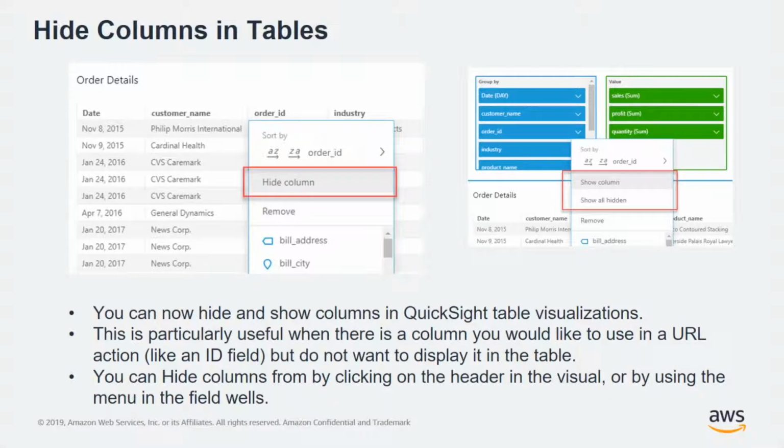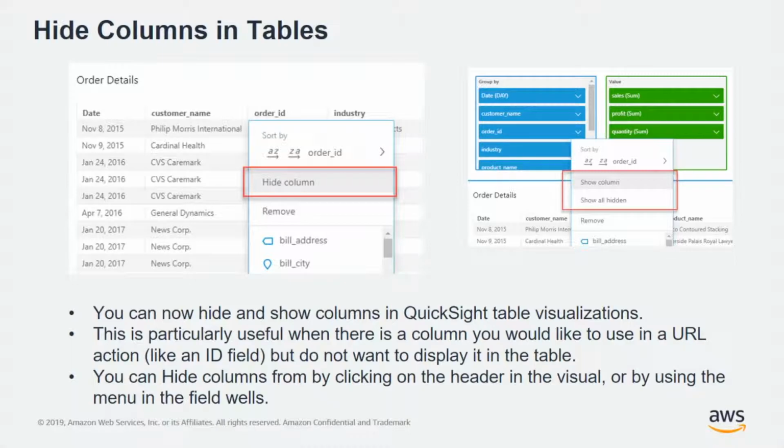The biggest reason I'd want to do this is there might be a column that I want to use in a URL action, but it's kind of a cryptic ID, and it's something that I don't necessarily want to show to the users, so I want to hide that column. But I still need it as part of the visual so that I can use it in the URL action. That's a very common reason to do this.